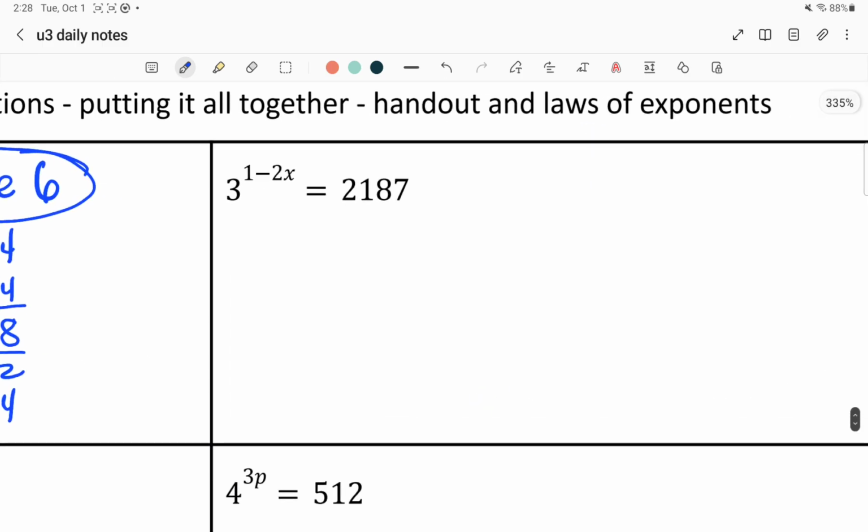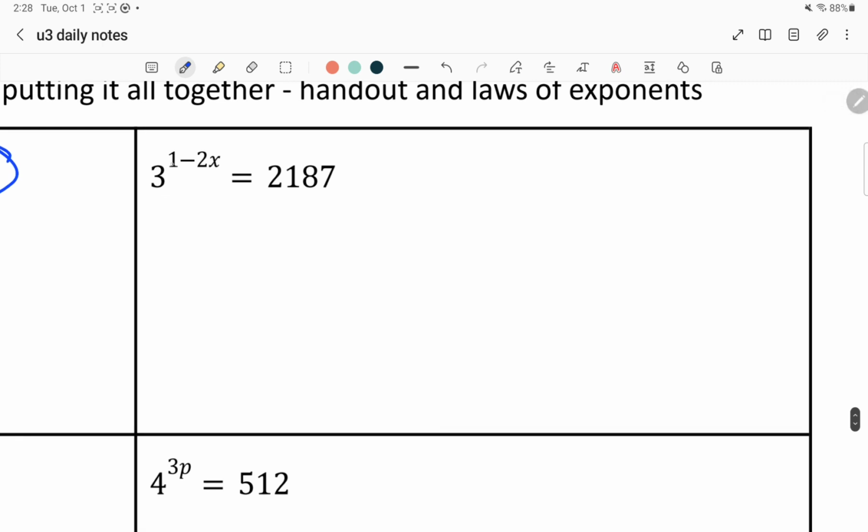Let's do it one more time. So I've got 3 to the 1 minus 2x power equals 2187. 3 is really small, so let's see if we can get 2187 to 3. I look at my stuff and I see that 2187 can convert to 3 to the 7th power, which gives me the same base. So that's my first step, is I need to get the same base. And now from here, I can get rid of the 3's because I know that my exponents are going to equal each other. And I can solve.